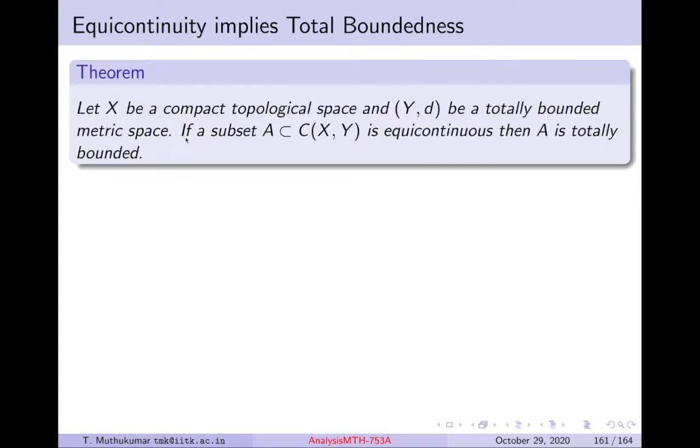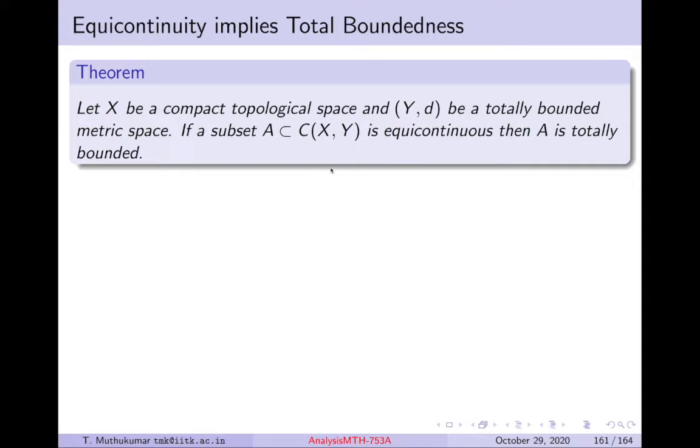So first we prove this result that if X is a compact topological space and if Y is a metric space which is totally bounded, and C(X,Y) means the set of all continuous functions from X to Y, so the space of all continuous functions from X to Y, then any subset of that space that is equicontinuous is totally bounded.